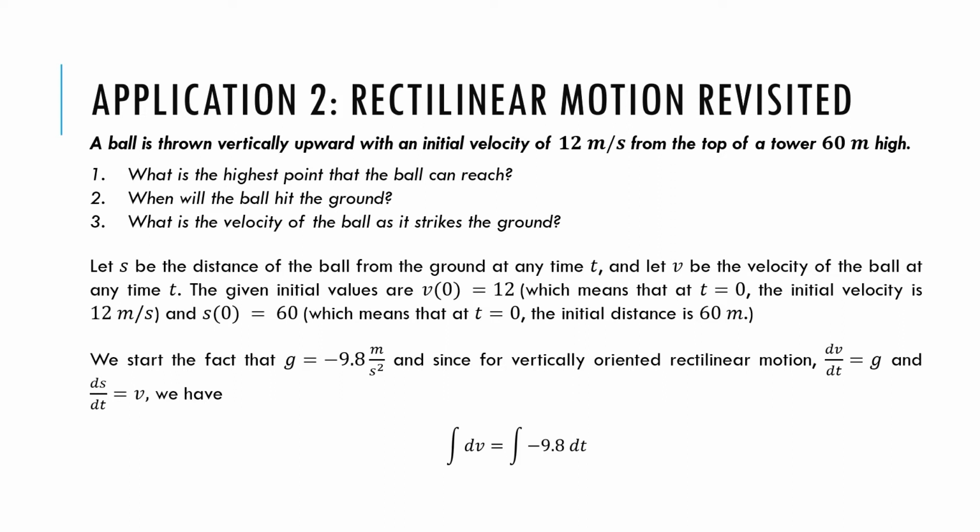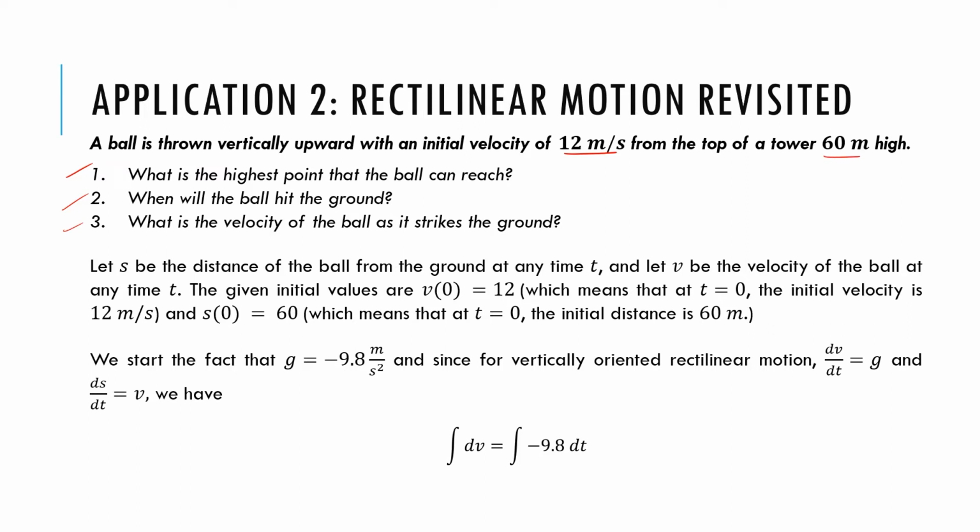So, a ball is thrown vertically upward with an initial velocity of 12 meters per second from the top of a tower 16 meters high. So, first is what is the highest point that the ball can reach. Number 2, when will the ball hit the ground? Number 3, what is the velocity of the ball as it strikes the ground?